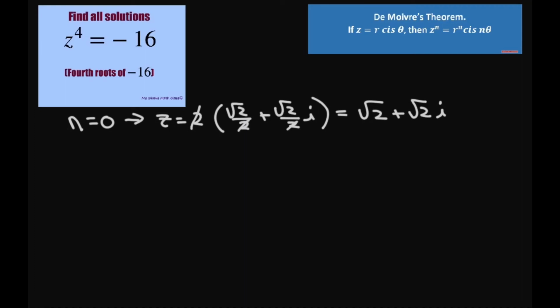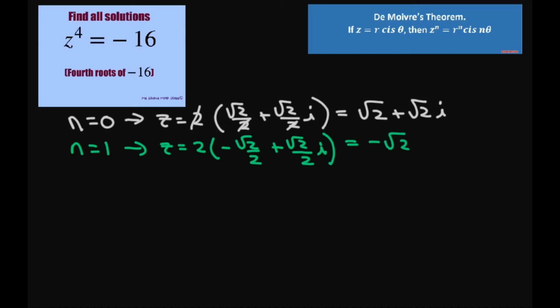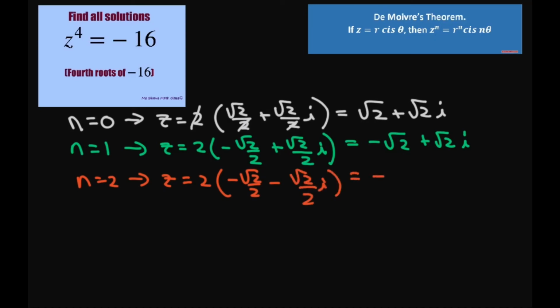All right, now we've got to go all the way to 3. So n equals 1. This is going to be z equals 2 times negative square root of 2 divided by 2 plus square root of 2 divided by 2 i. The 2's will cancel, so you get negative square root of 2 plus square root of 2 times i. Now let's try n equals 2. That one's going to give you z equals 2 times negative square root of 2 divided by 2 minus square root of 2 divided by 2 i. The 2's will cancel out, so we're getting this.